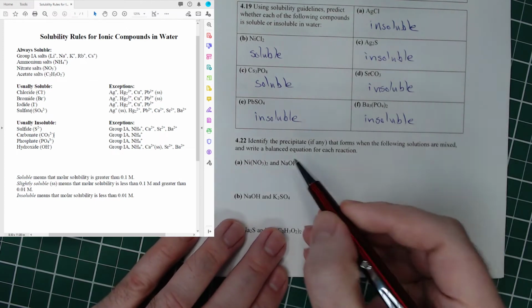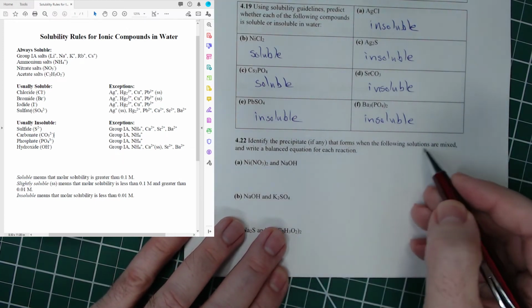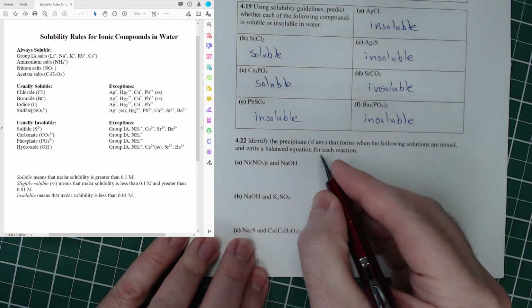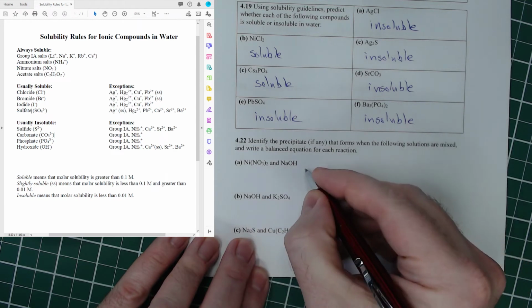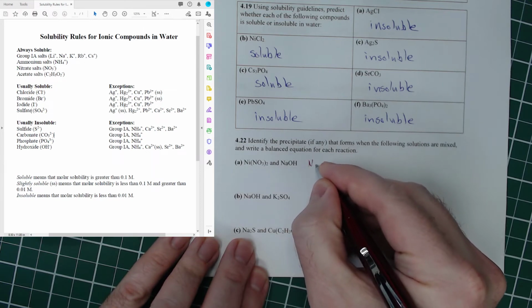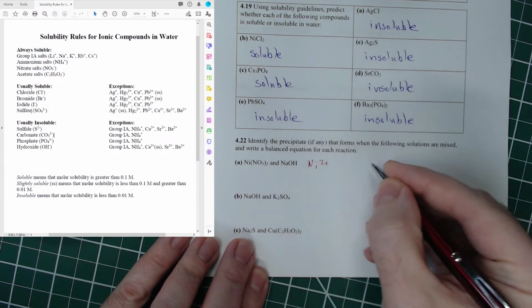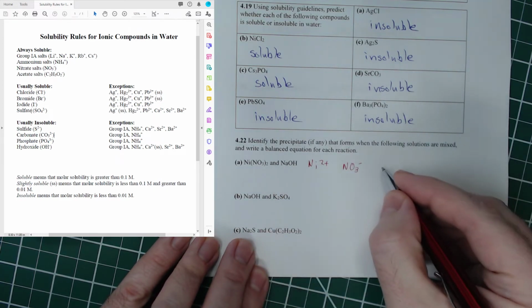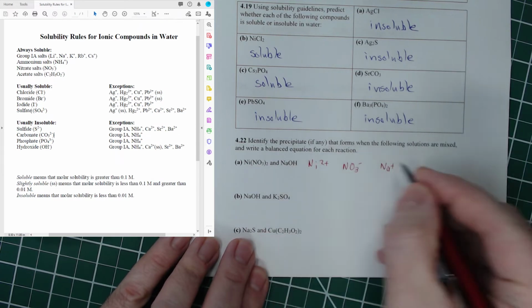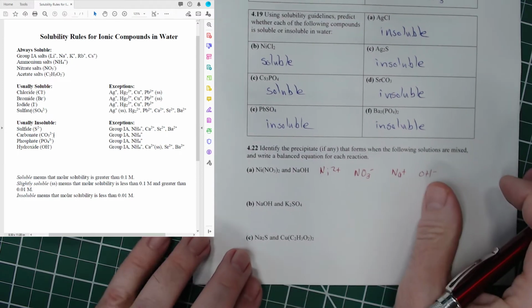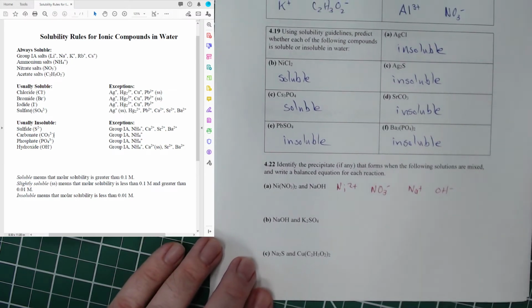All right, so identify the precipitate, if any, that forms when the following solutions are mixed. Usually what I like to do is to identify what ions are present. So this is nickel nitrate. Nitrate's -1, so that means that nickel has to be nickel 2+. Nitrate is the NO3-. And then here we've got sodium ion and hydroxide ion. So those are all the ions that are present in this solution when we start.